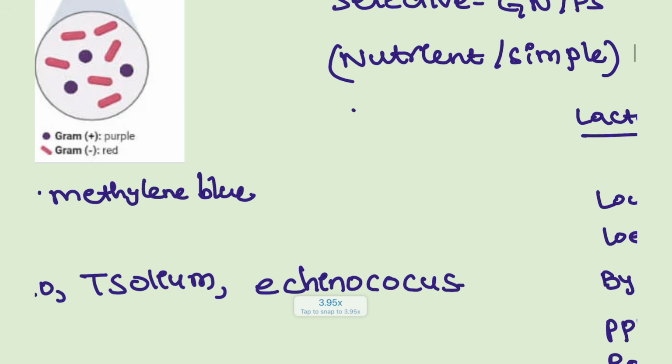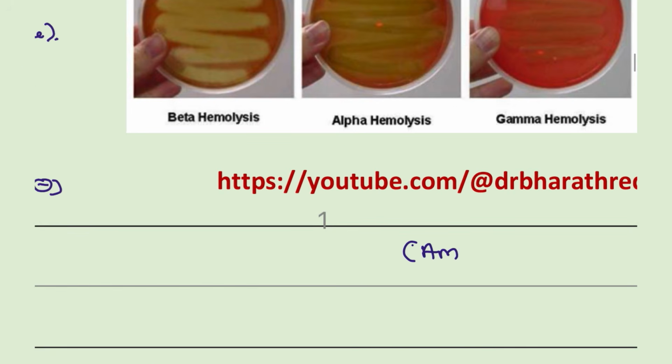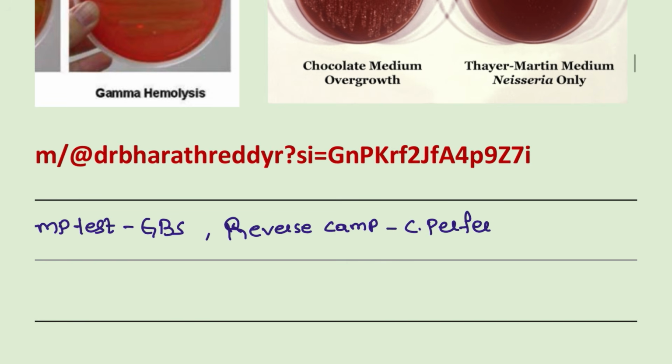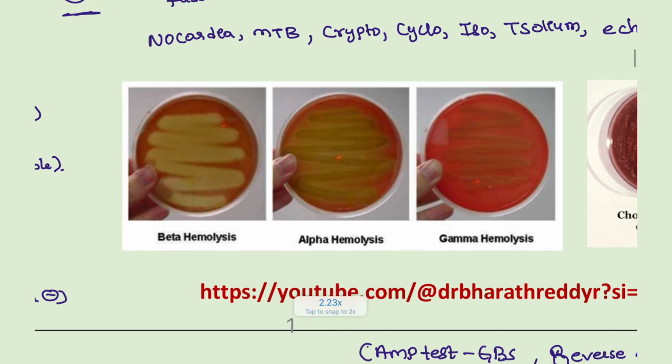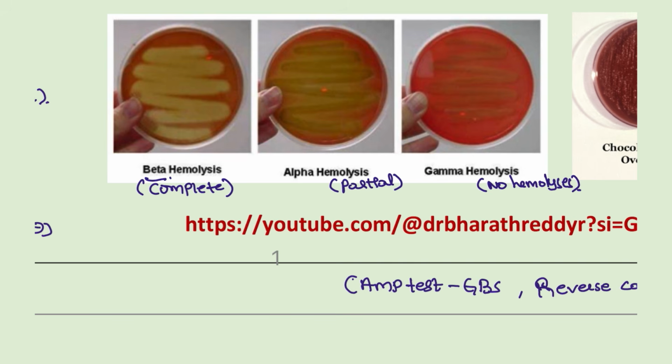Next, CAMP test. So one point, the CAMP test is used for the GBS, whereas reverse CAMP test is used for the Clostridium perfringens. Next, hemolysis. Beta hemolysis, which will be the complete hemolysis. Alpha is only partial hemolysis, whereas gamma, there is no hemolysis at all. Alpha hemolysis, one of the examples will be the Strep viridans and also Strep pneumococcus.